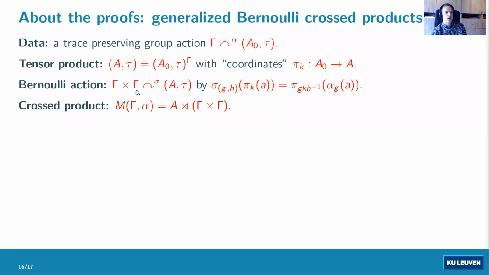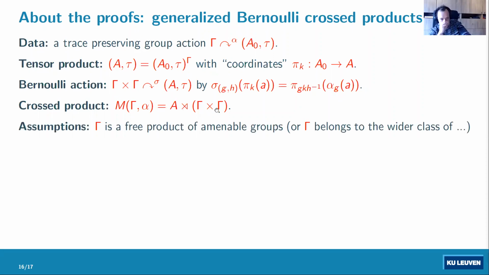Now, what is the left-right Bernoulli action? It's the action that would send the coordinate in k, of course, to the coordinate in g k h inverse. And now comes the extra liberty. My extra liberty is, moreover, as initial data, an action of gamma on A0. And I plug that also into the construction. Of course, you could take the trivial action. Then you're back to my earlier slides on left-right Bernoulli. And I make this crossed product.